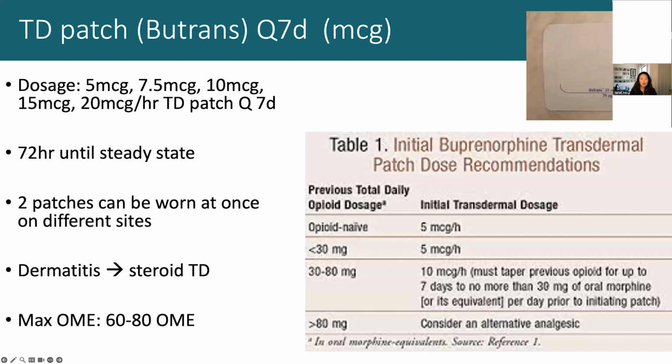So looking at the transdermal patch, which we'll talk a lot about, and which is one of the most useful formulations of buprenorphine, it is a 7-day patch. So you put it on and you change it every 7 days. It comes in these doses, 5 to 20, and it maxes out at 20 micrograms per hour in the United States.